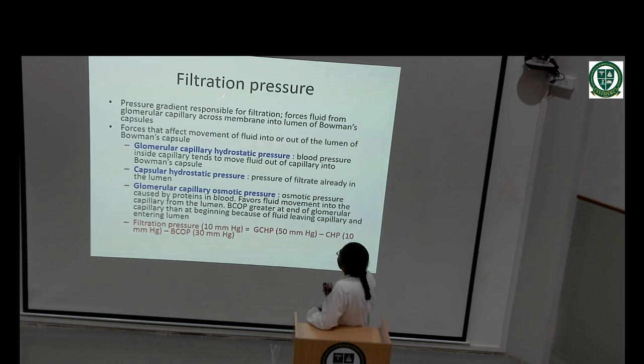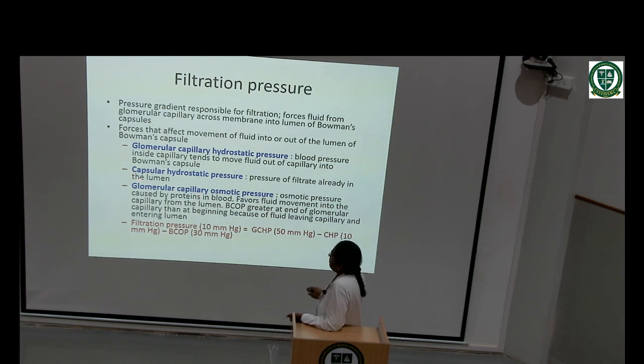Coming to filtration pressures. These are the three pressures which determine this filtration pressure. First one is glomerular capillary hydrostatic pressure. The blood pressure inside the capillary tends to move fluid out of the capillary into the Bowman's capsule. This pressure is around 50 mmHg. Second is capsular hydrostatic pressure. The pressure of filtrate already in the lumen, that is around 10 mmHg.